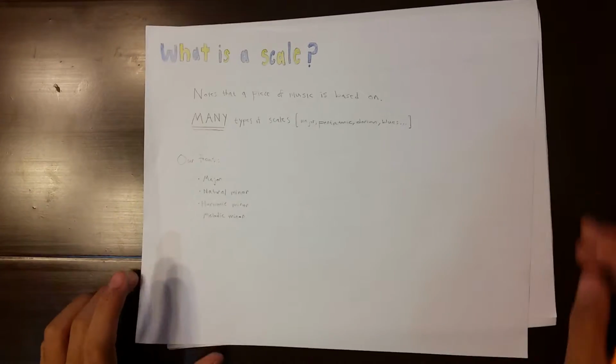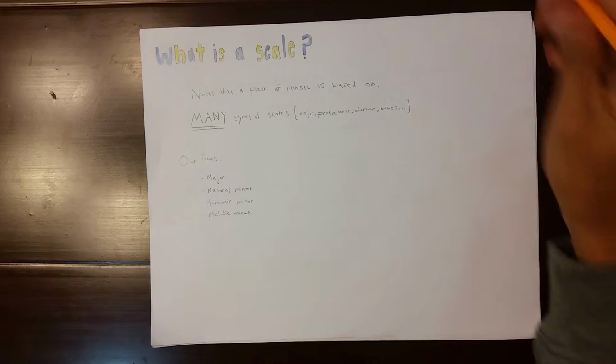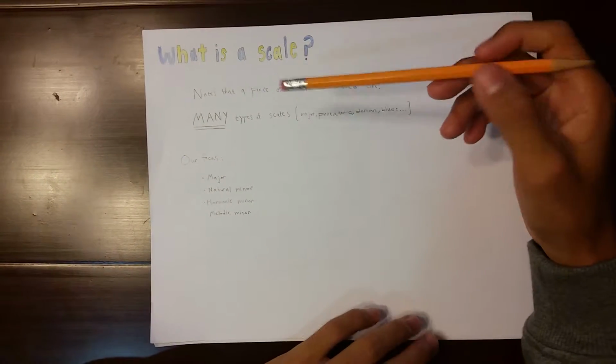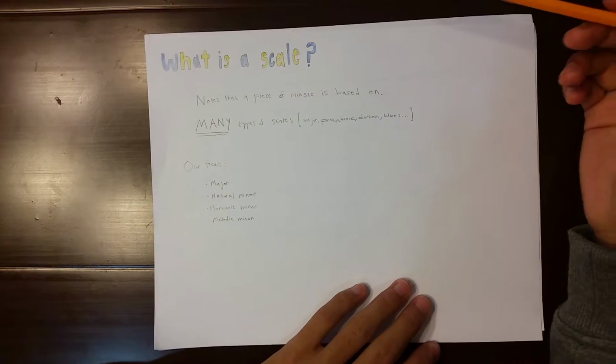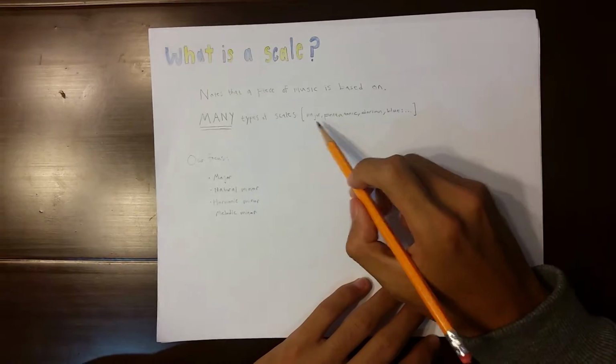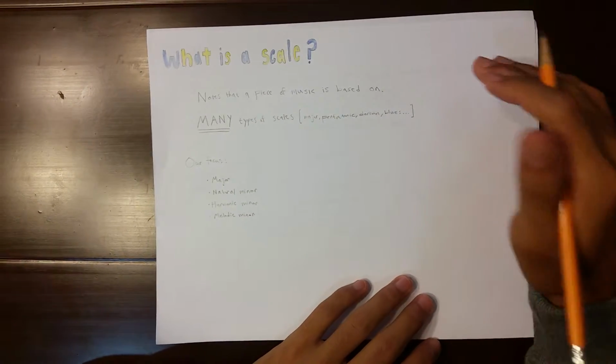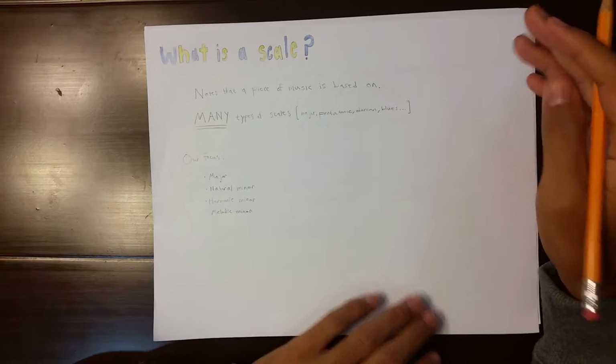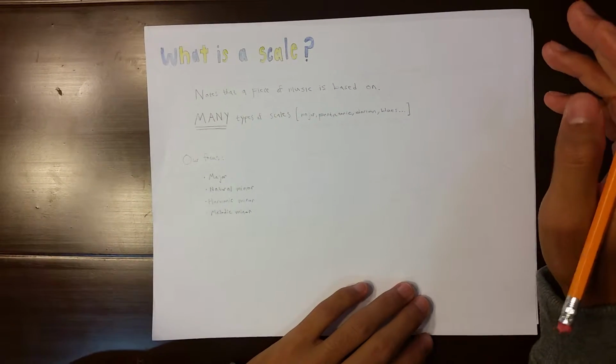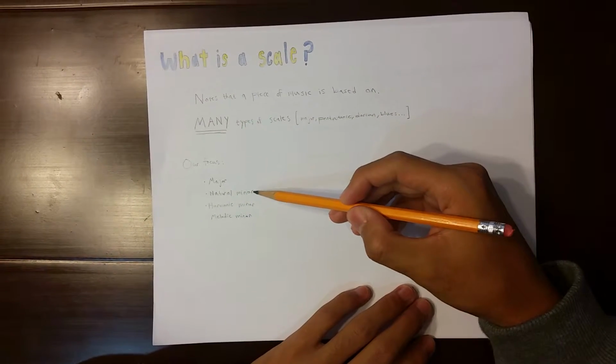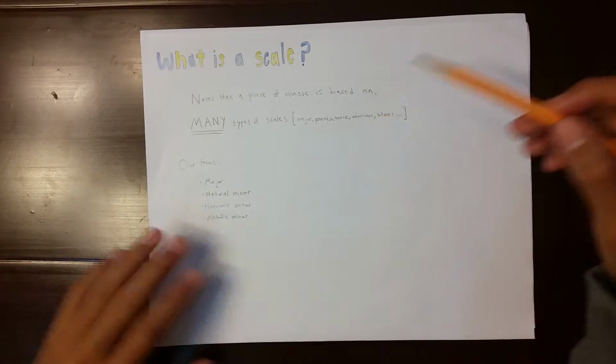Alright, let's dive into scales. First of all, what is a scale? A scale is the notes that a piece of music is based on. There are many types of scales: major, pentatonic, Dorian, blues, the list goes on and on. But we're just going to focus on the 4 simple scales: major, natural minor, harmonic minor, and melodic minor.